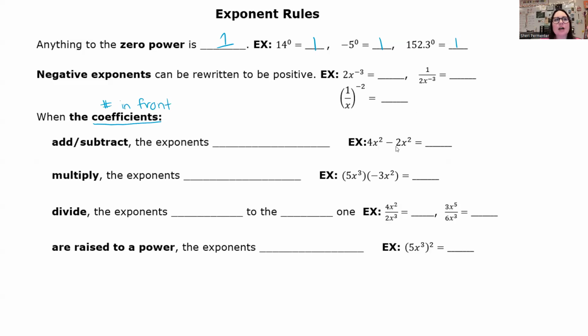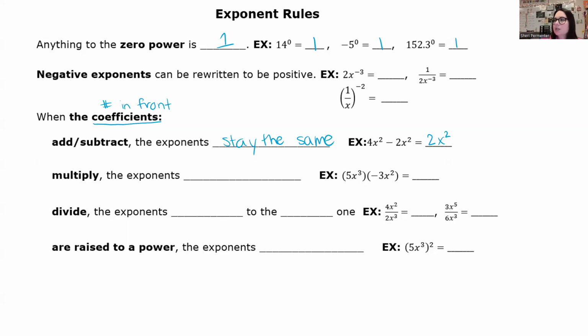When the numbers in front, so you've got 4 minus 2, are adding or subtracting, the exponents don't do anything. They stay the same. So when these exponents are the same, and you can only do this if they're the same, you have 4x squared, and then you want to take away 2x squared. Well, you still have x squared. But if you have 4 and then you take away 2, you only have 2 of them. So the exponent stays the same.